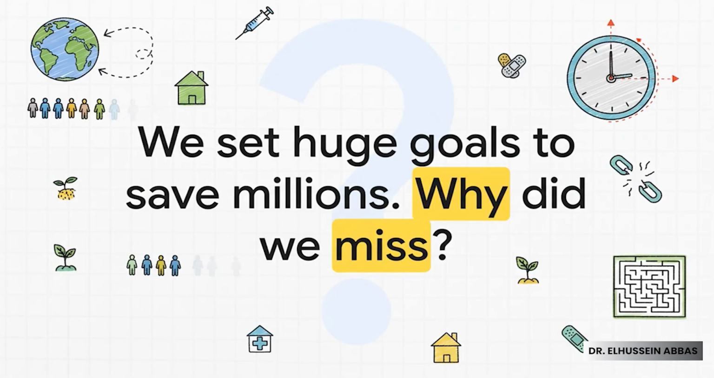So, back at the turn of the millennium, the world set these incredibly ambitious goals to fight poverty and disease. I mean, we were aiming high, talking about saving millions of people. But when the deadline rolled around, we fell short. So, the big question is why? What happened between making the promise and getting the results?